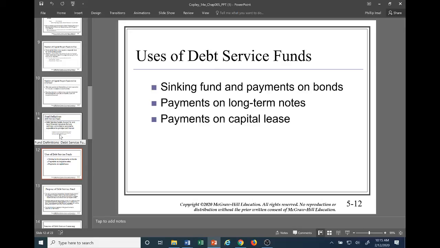So, uses of a debt service fund. You can have three different types of uses: sinking fund and payments on bonds, payments on long-term notes, and payments on capital leases. We know the difference between a capital lease and an operating lease. Obviously, with a capital lease, we retain ownership or have a bargain purchase option of that sort, so we actually capitalize the asset on the balance sheet, right? So in that case, we would actually make the payments through the debt service fund. And we'll talk a little bit more on these other ones moving forward as well. But just on the overview: sinking fund, payments on bonds, payments on long-term notes, and on capital leases.